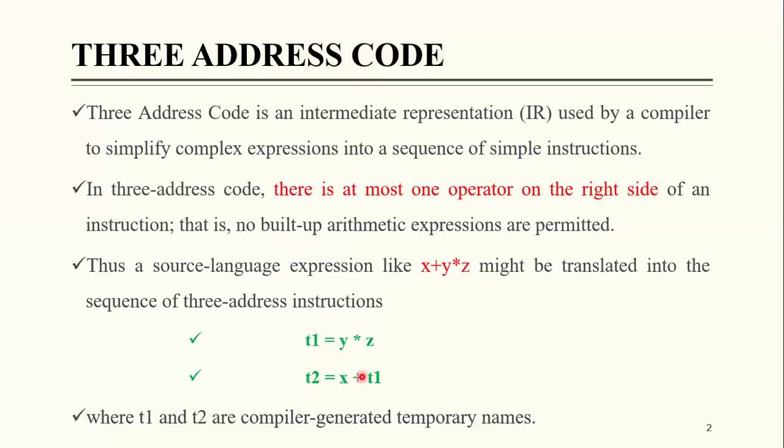And next, T2 equal to x plus T1. T1 consists of y star z. So here, as per the definition, on the right hand side, it has at most only one operator. So T1 and T2 are compiler generated temporary names.